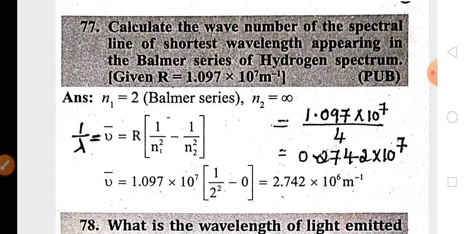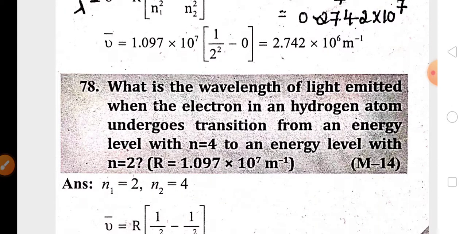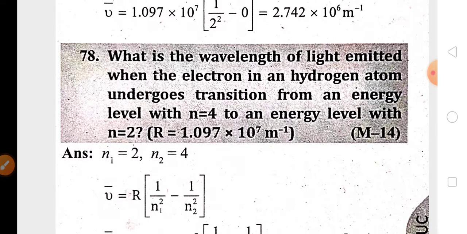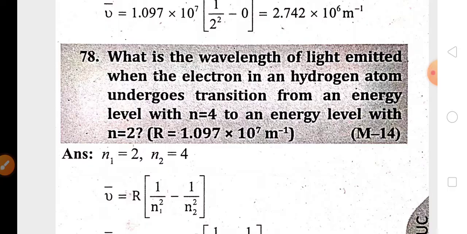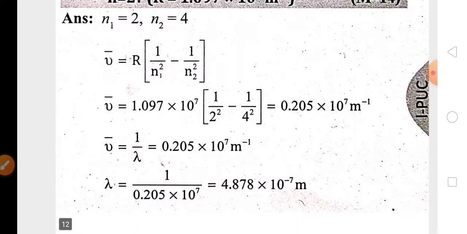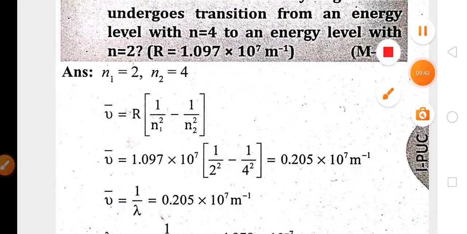Similarly, we have one more numerical related to this Rydberg constant formula to find the wave number: 1 by lambda is equal to R into 1 by N1 square minus 1 by N2 square. So that is very important for the exam. So these are some of the important questions and answers of the second chapter, Structure of Atom, from first PUC.